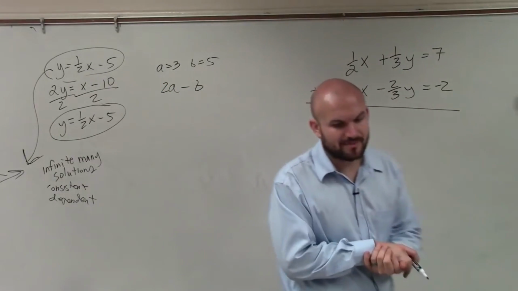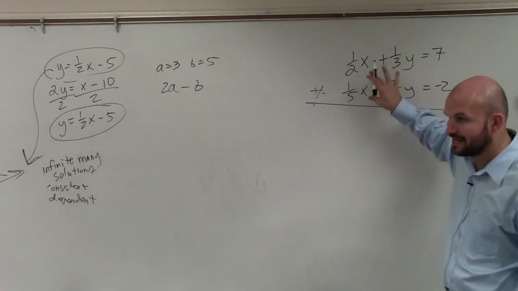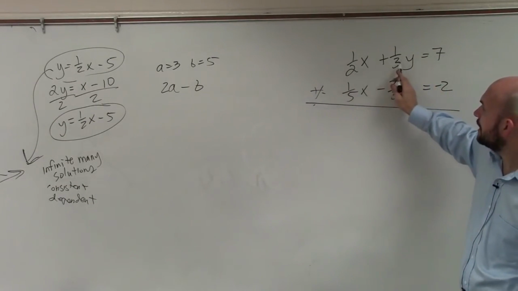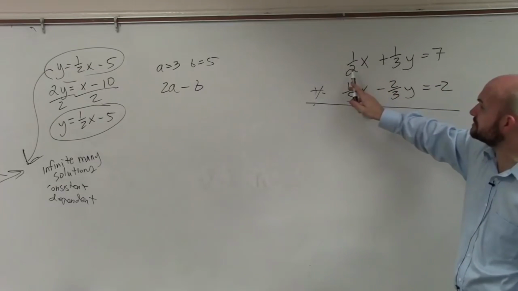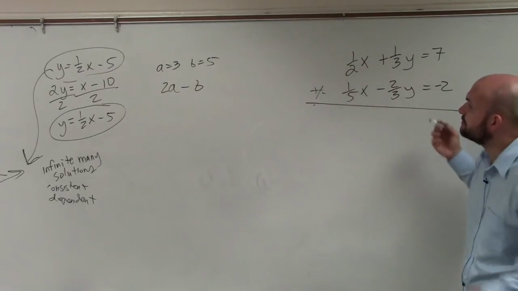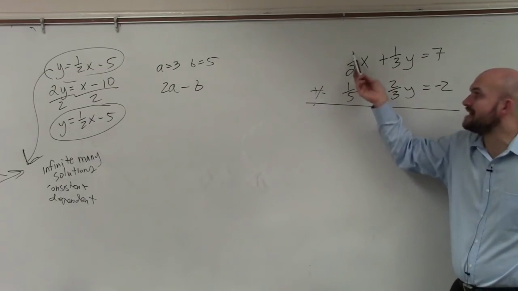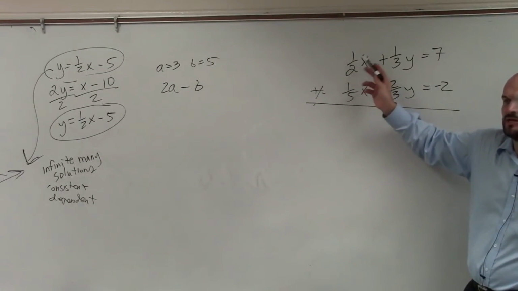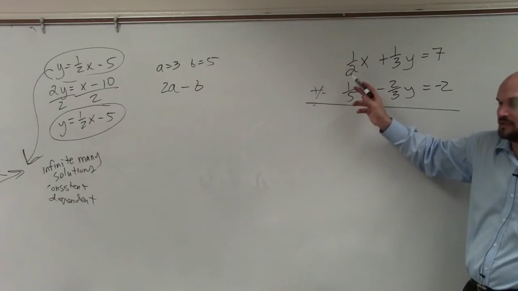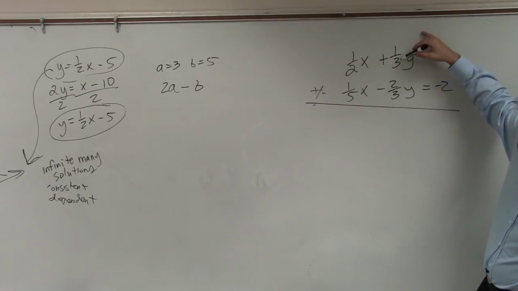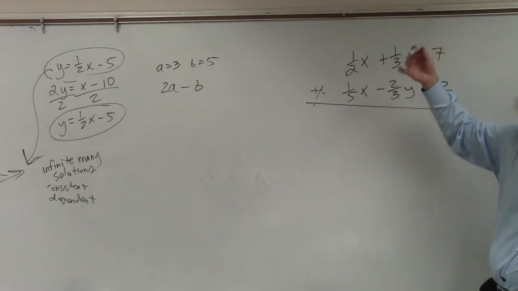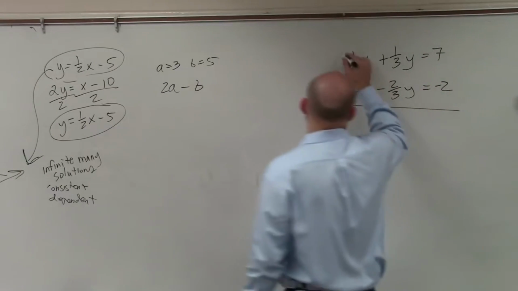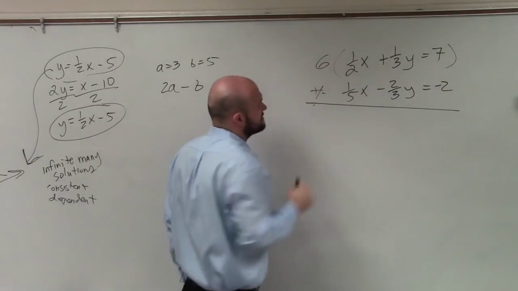So the next thing that I would recommend is to get rid of your fractions. The reason why these are fractions is because 2 does not evenly go into 1. So you want to multiply to get the numerator into a number that is evenly divisible by 2. Well, you also need it to be evenly divisible by 3. So what is the smallest number that 2 and 3 are divisible by? 6. So I'm going to multiply everything by 6.